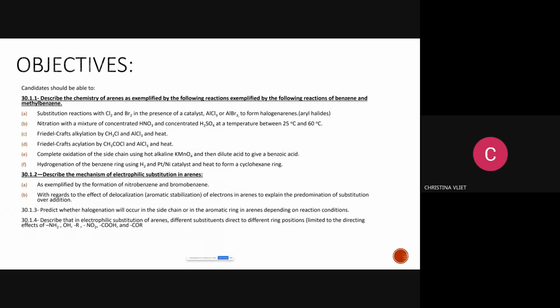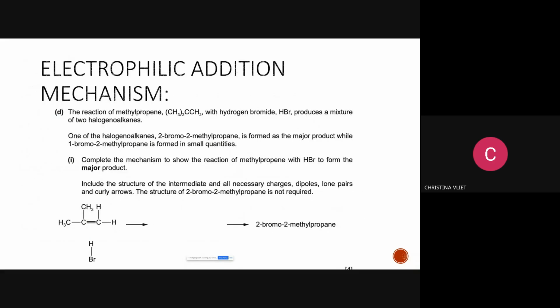We'll be looking at substitution reactions with both benzene and methylbenzene. We'll be looking at a mechanism today, if we have the time, for electrophilic substitution. And like I said, we'll be looking at something called inductive effects to find out if we have an electron donating group or an electron withdrawing group. So before we get started, this is actually from AS Chemistry. This question right here is from AS Chem.